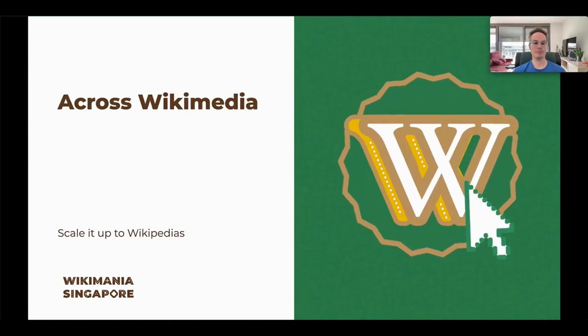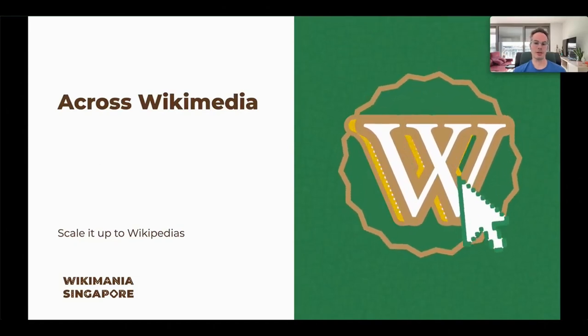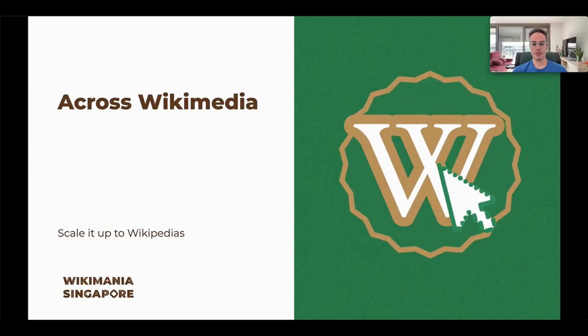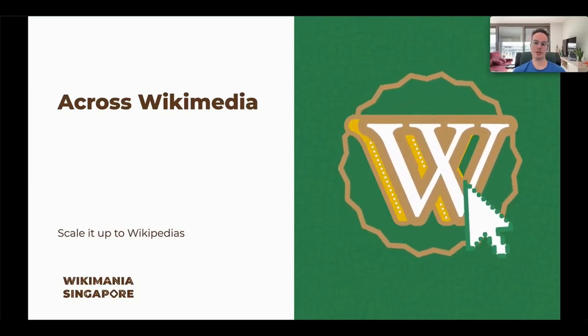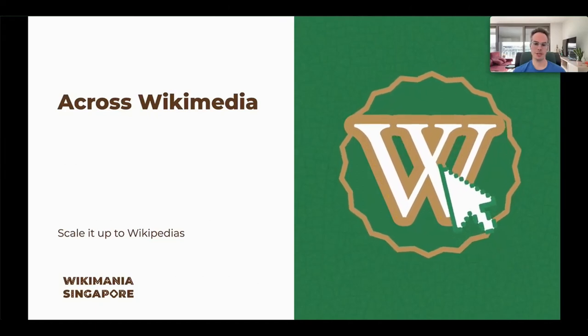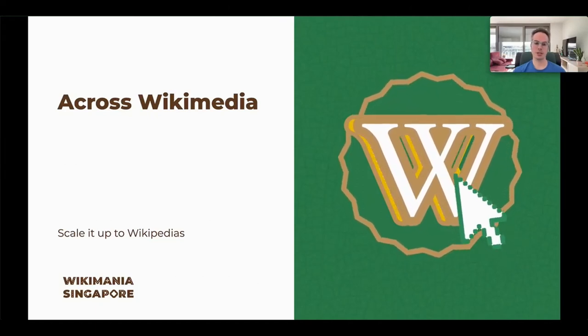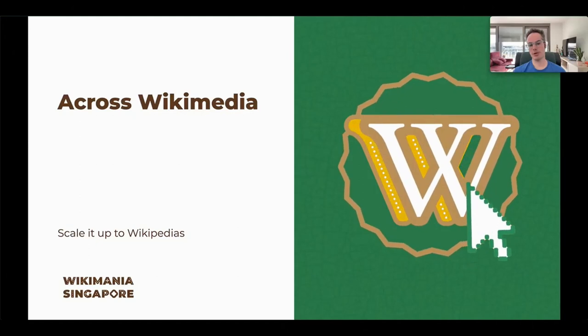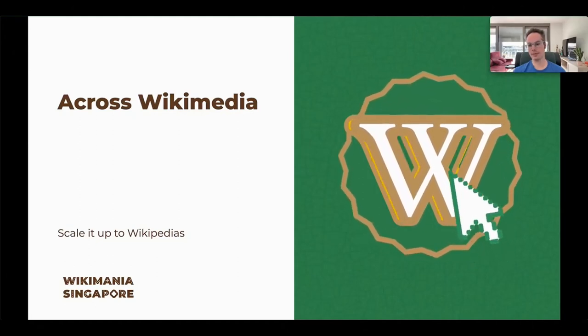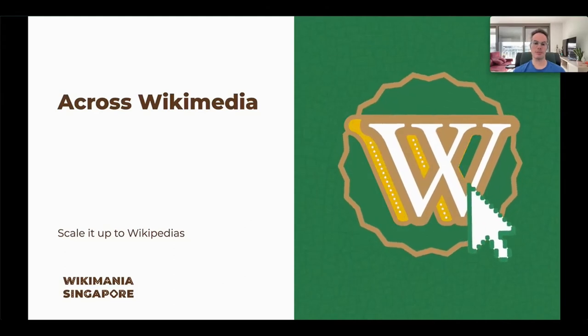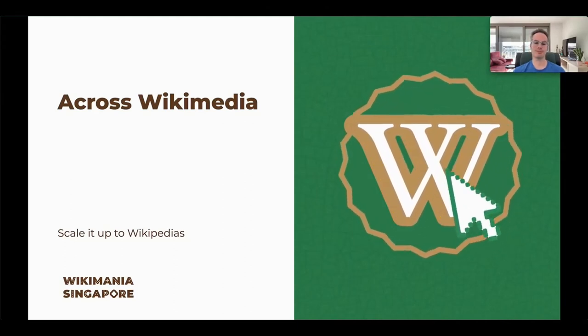And then, easy part of the program name, Across Wikimedia. It just means that we aim at scaling the availability and consumption of structured data up to all Wikipedias. Actually, some data pipelines go beyond Wikipedias, reaching out to all Wikimedia projects, although no products are built on top of them as of today.